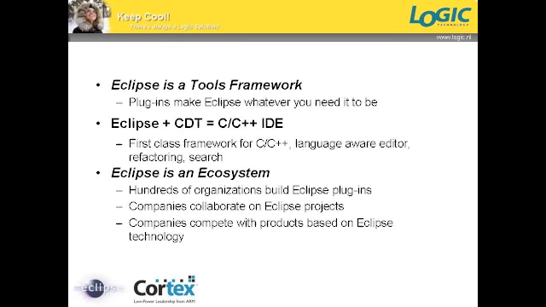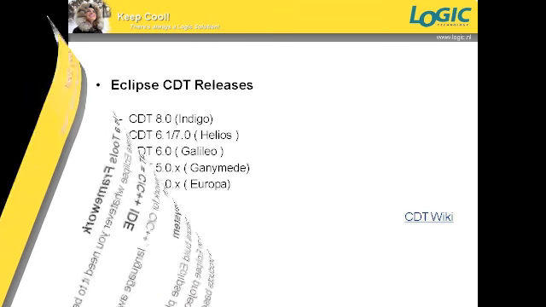Let's summarize the used terminology. Eclipse is a framework for tools. It can be fully customized by adding various plugins. One of these plugins is called CDT. It creates a C++ development environment. Eclipse is an ecosystem. Hundreds of organizations build plugins. It has a huge user base too. Many companies contribute code and projects to the Eclipse community. Many of the companies even compete with products based on Eclipse.